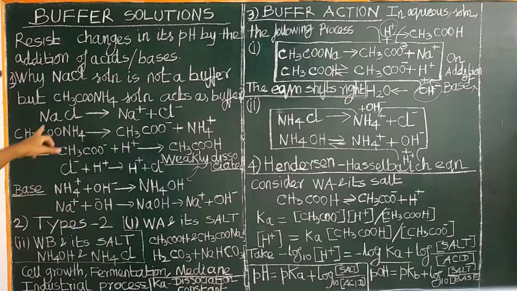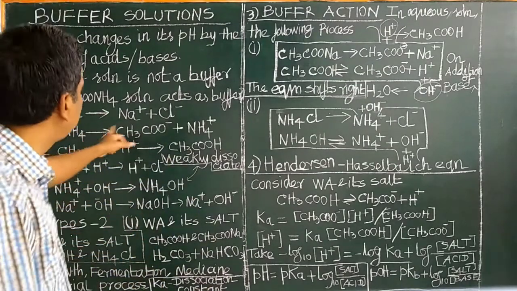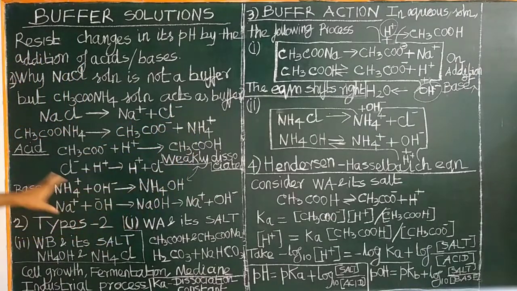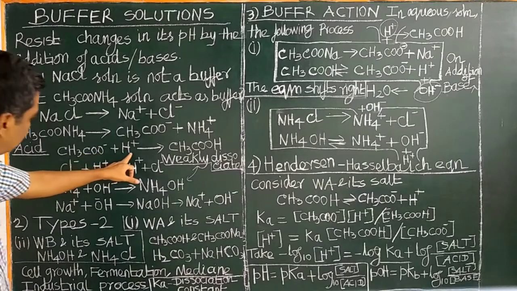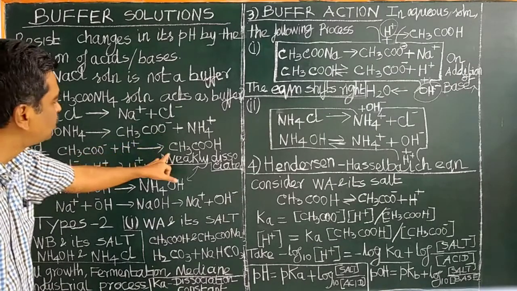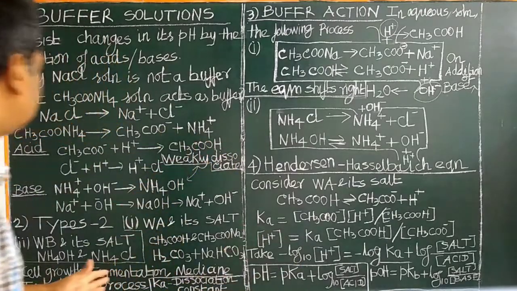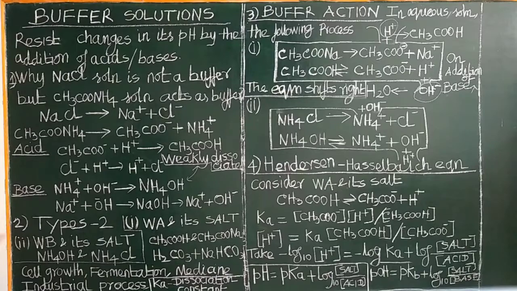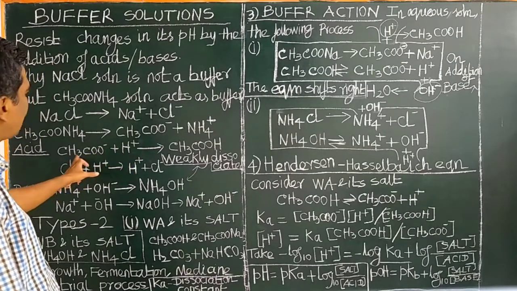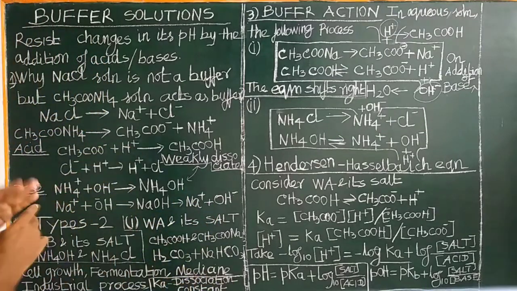Let us explain now. Sodium chloride and ammonium acetate are strong electrolytes. They are completely dissociated. By the addition of acid, the added H plus ion combines with the acetate ion to give weakly, feebly dissociated acetic acid. Therefore, the added H plus ion is removed as weakly dissociated acetic acid. Therefore, there is no change in pH.